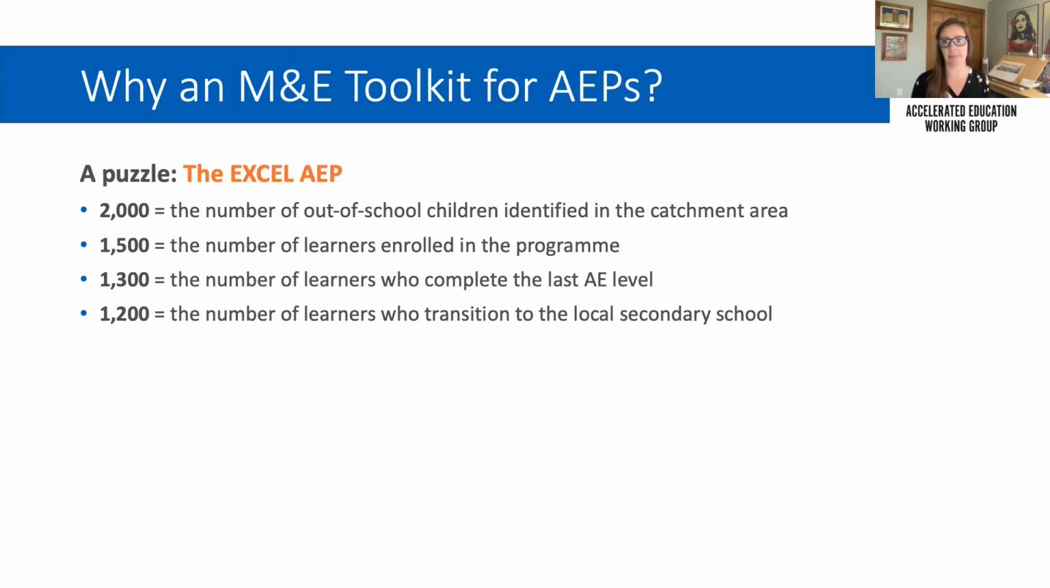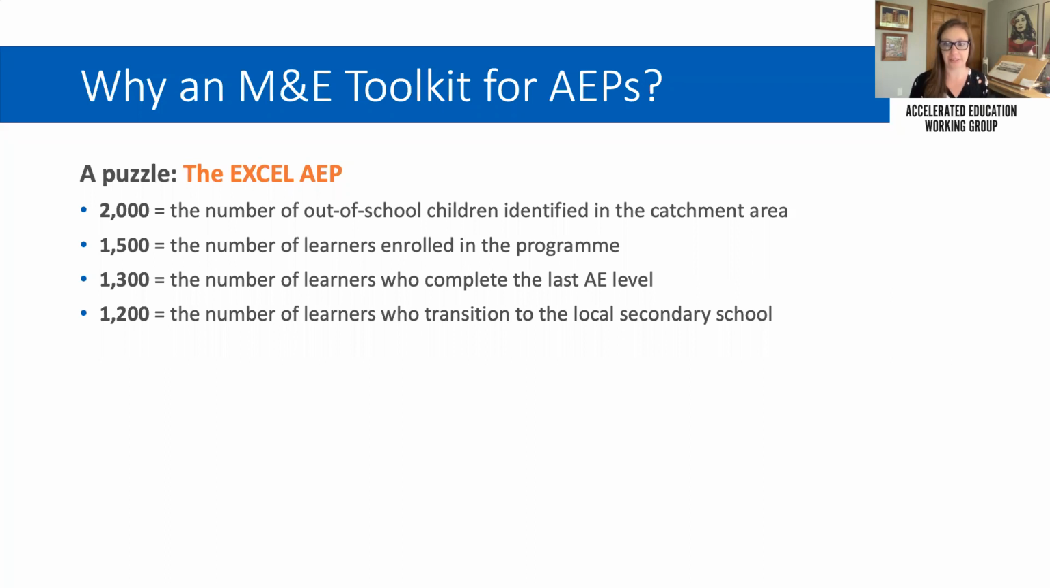First, imagine that there's an accelerated education program called Excel. In the catchment area of Excel, there are 2,000 children who were identified in the needs assessment to be overage and out of school. After working with the community, the local formal school, and the Ministry of Education to design and start up the Excel program, the program then enrolled 1,500 out-of-school children.